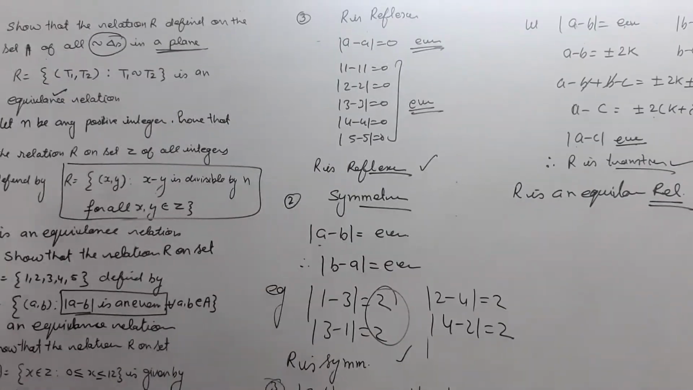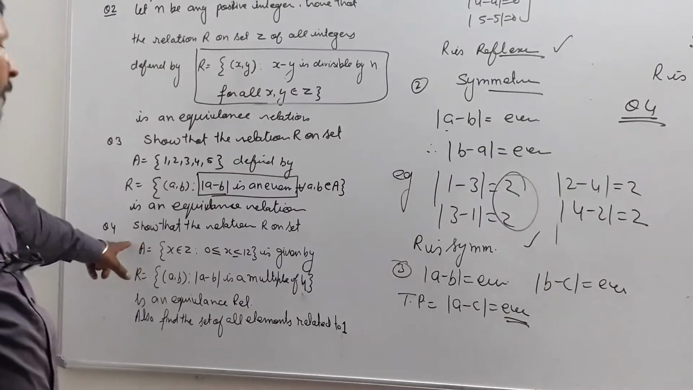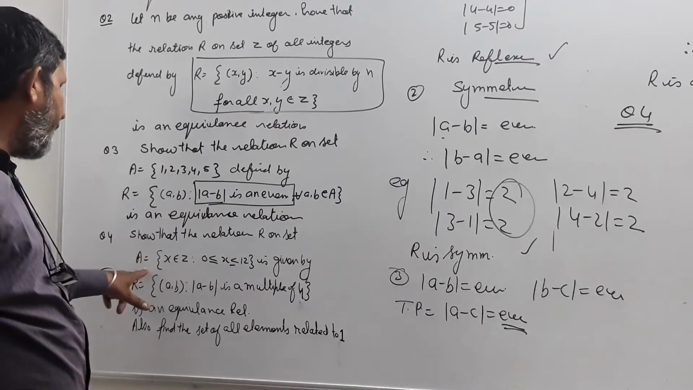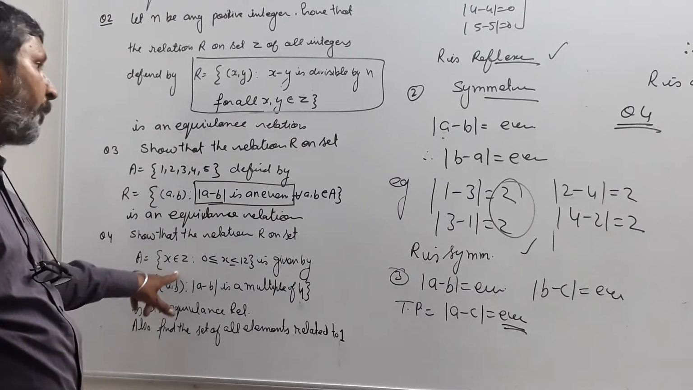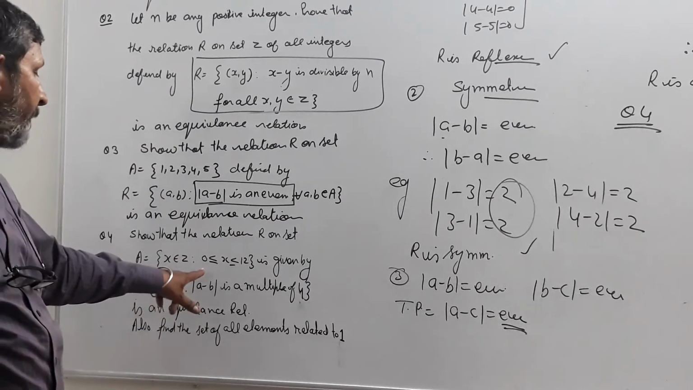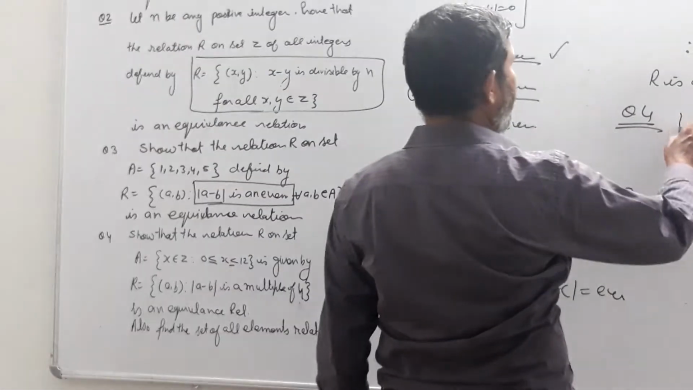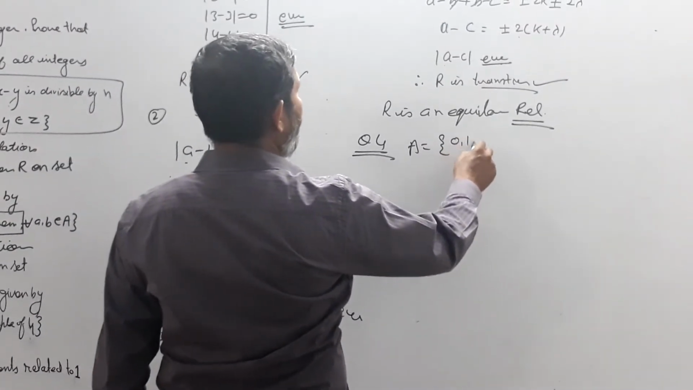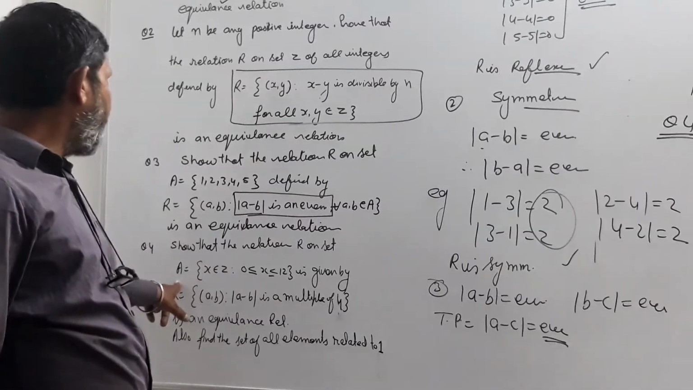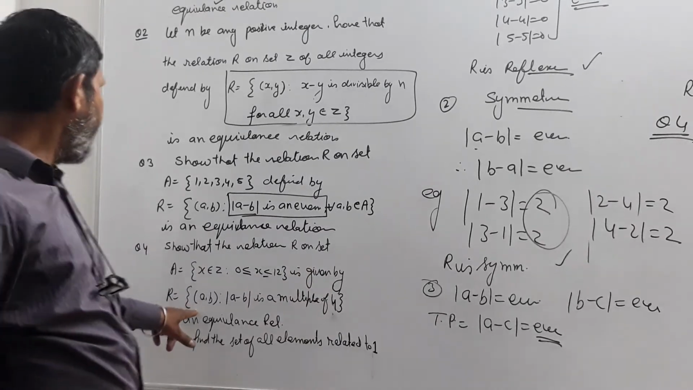Okay, the last question, number 4. Show that the relation R on the set A, where set A is defined by, this is the set builder form. Now we change this set builder to the roster form. A is x belongs to Z of integers, and x lies between 0 to 12. Therefore what is set A? 0, 1, 2, 3 up to 12. A is a set of integers that lie between 0 to 12, both included.